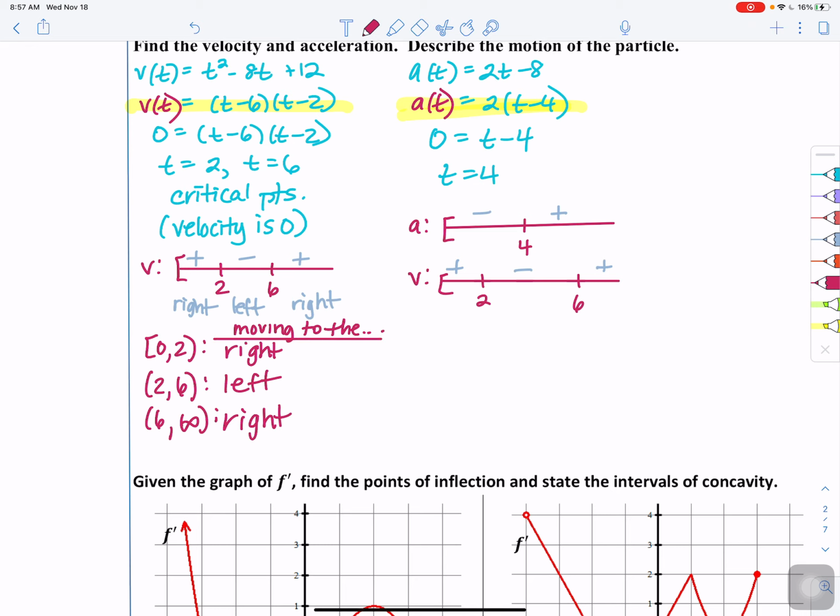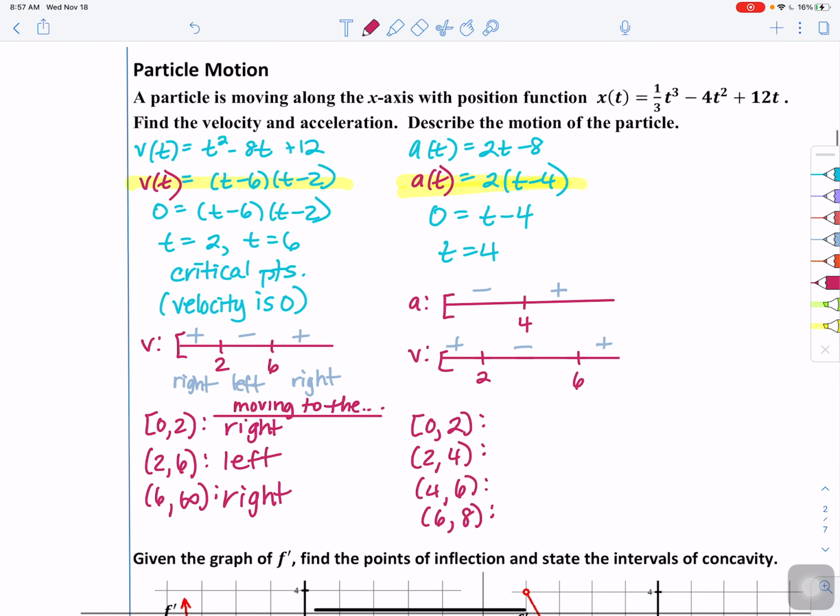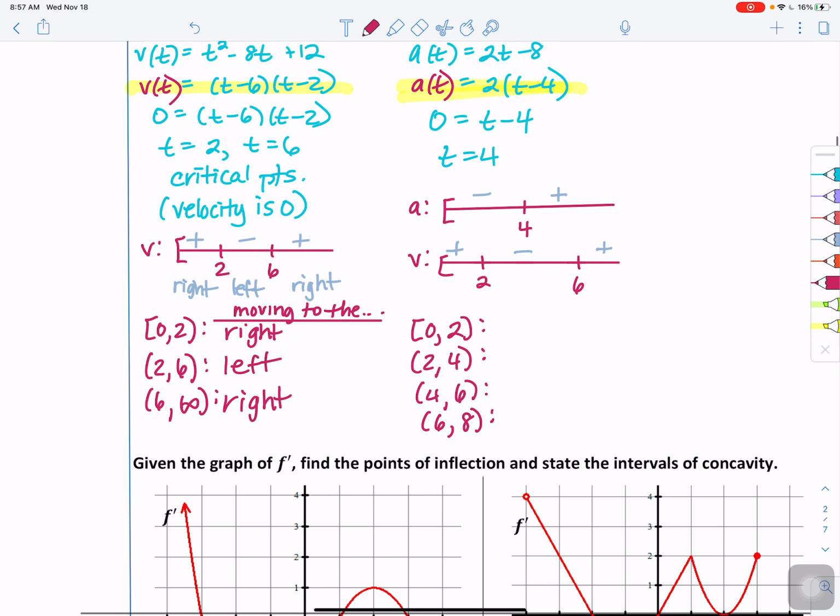Okay? Now, let's go ahead and over here, once we compare the acceleration, we're going to start from 0 to 2. And now we have 2 to 4 because the acceleration changes at 4, 4 to 6, and 6 to infinity. I think instead of writing 8, it should be infinity, yes. I don't know where I got 8 from. Maybe I meant infinity. Okay, so now what do you notice?